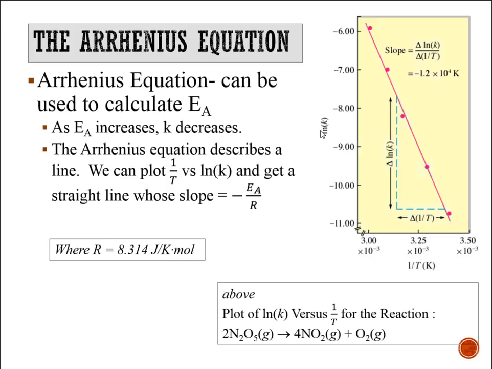We have the natural log of our rate constant. We have the inverse of temperature in Kelvin because we're dealing with energy again. I apologize, it's a big T. The slope is equal to our change in the natural log of the rate constant divided by the change in the inverse of temperature.